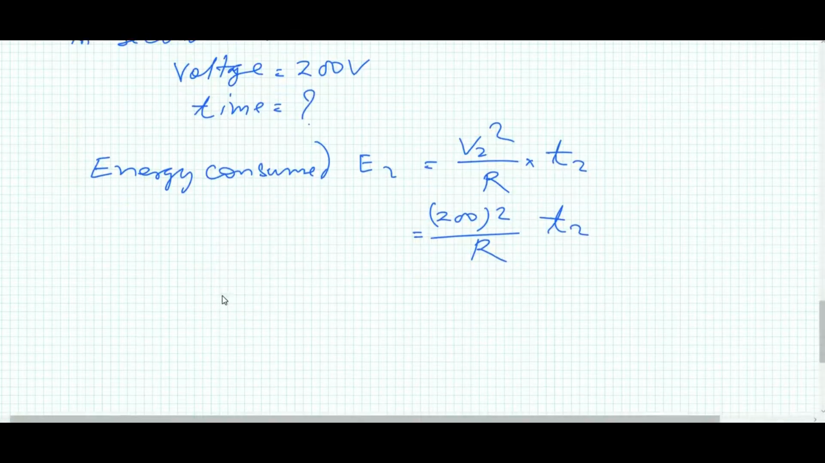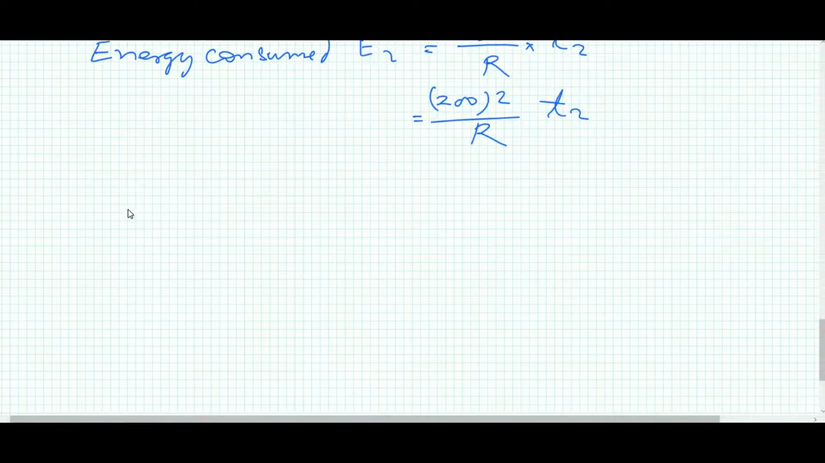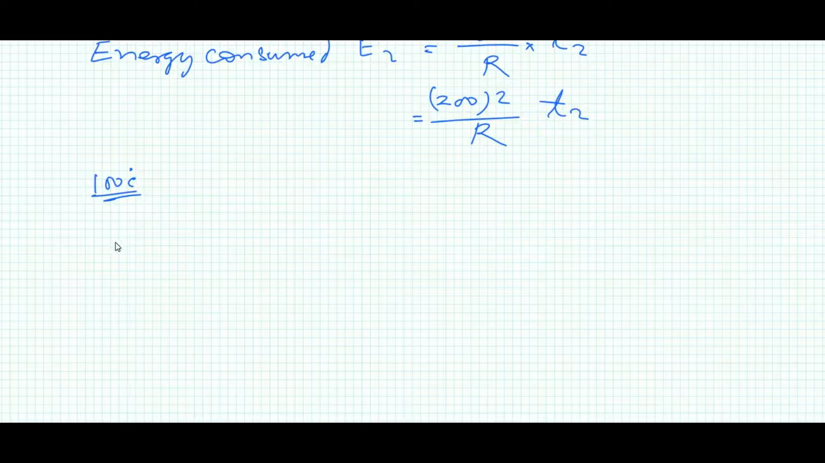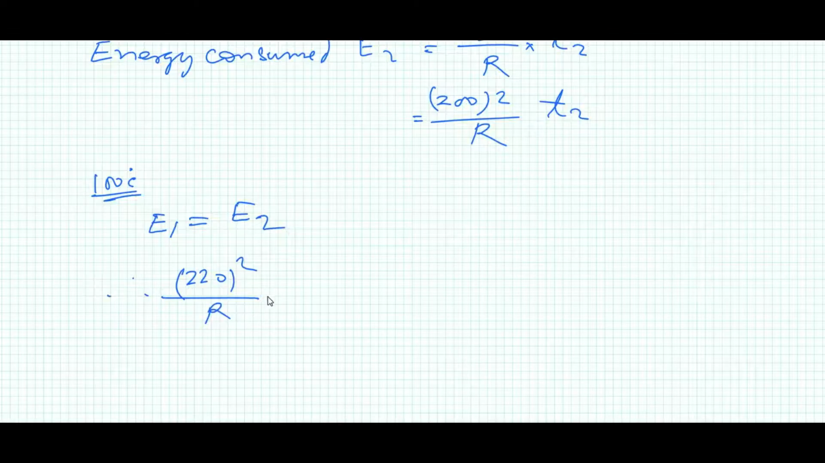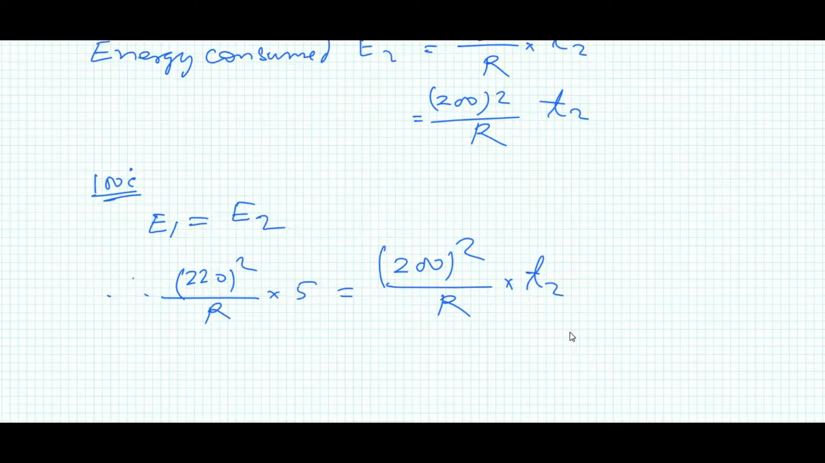Now as per condition, temperature of the water has to be raised up to 100 degrees centigrade. That means electrical energy supplied or consumed by the electrical kettle will be same. That means E1 equal to E2. Therefore 220 square by R into 5 equal to 200 square by R into T2.